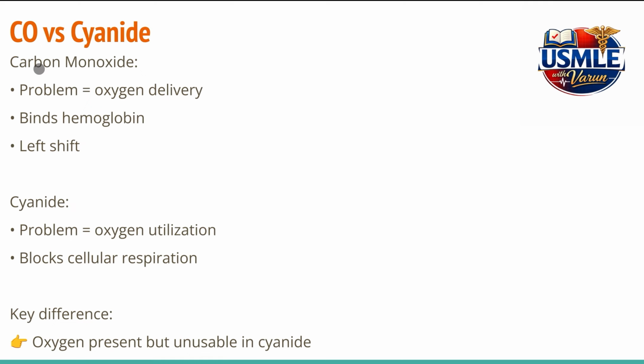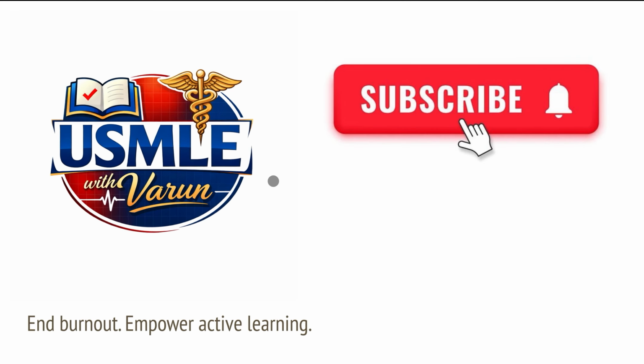The key difference between carbon monoxide poisoning and cyanide poisoning is that in carbon monoxide poisoning, the oxygen cannot be delivered, whereas in cyanide poisoning, the oxygen cannot be utilized. This distinction is very much tested on all kinds of exams. In this video, we covered the critical care concepts by trying to connect physiology with clinical applications. If you try to understand these mechanisms, not just the definitions, you'll be able to solve even complex questions very easily. In the next video, we'll continue building on this foundation.